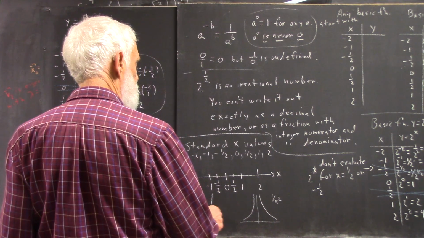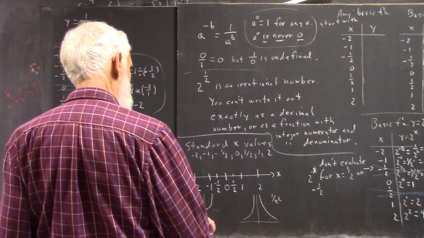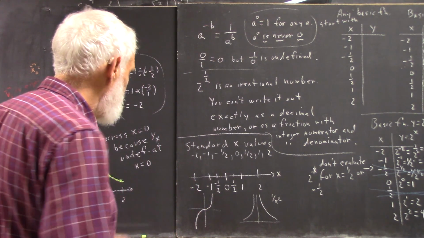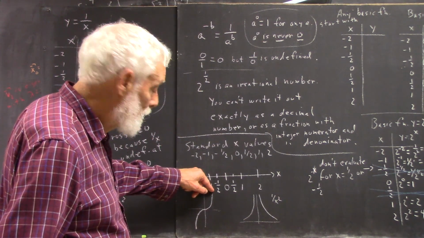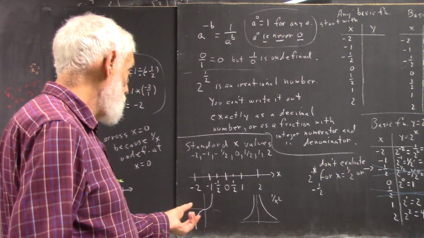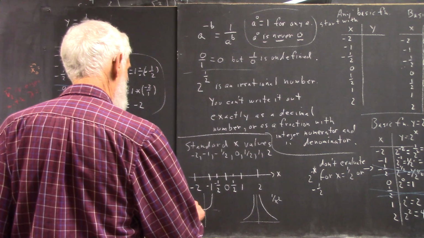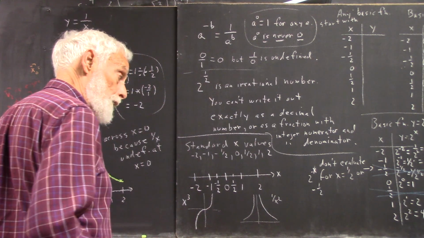Looks a lot like the x squared graph for positive x, but of course when you cube a negative number, you get a negative number. So it looks a lot like this. Matter of fact, it has exactly the same shape as this, but turned upside down like this. Okay? So the x cubed graph will end up looking like this.